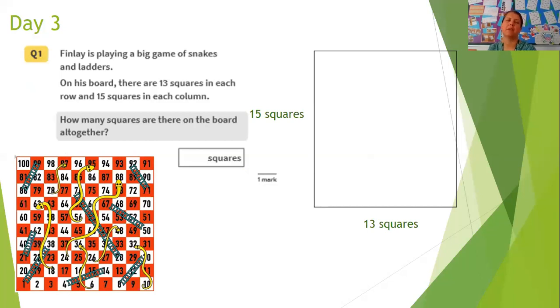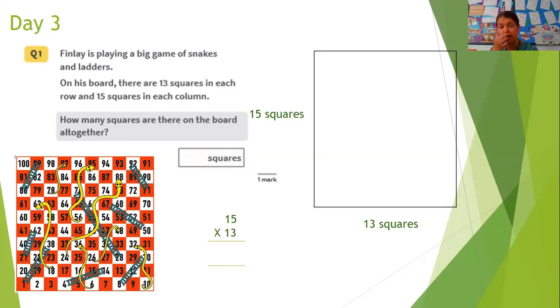So if I was multiplying 10 by 10 to get 100, I'm going to multiply 15 by 13 to work out how many squares Finley's got. So my calculation is going to be 15 multiplied by 13. Now, it's always good to estimate how big we think the answer is going to be. It's going to be bigger than a traditional snakes and ladders board, and that would be 10 by 10, which is 100. So I'm expecting an answer bigger than 100. If I get less than 100, I need to check my calculation. So let's work through this.